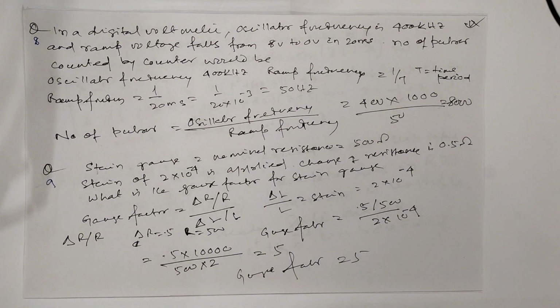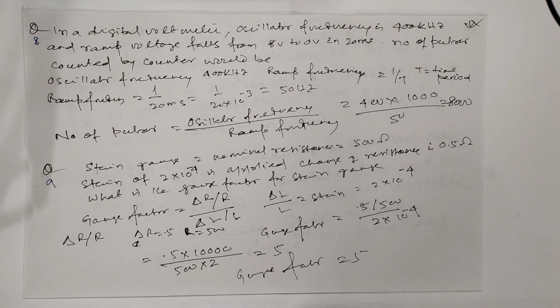In the digital voltmeter, the oscillator frequency is 400 kilohertz. The ramp voltage falls from 8 to 0 volt in 20 milliseconds, and the ramp frequency is 1 by 20 milliseconds, which is equal to 50 hertz. The oscillator frequency is 400 kilohertz. So the number of pulses is the oscillator frequency divided by the ramp frequency, which will be 8000.